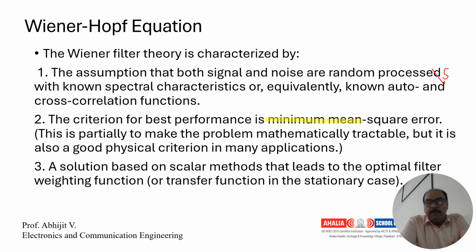Okay, this minimum mean square error is partially used to make the problem mathematically tractable, but it is also a good physical criteria in many applications. In many other applications, we are using this minimum mean square error method to calculate the difference, or the error, and predict the next value. Okay, a solution is based on the scalar methods that lead to the optimal filter weighting function. These are the characteristics of the WEINER equation.